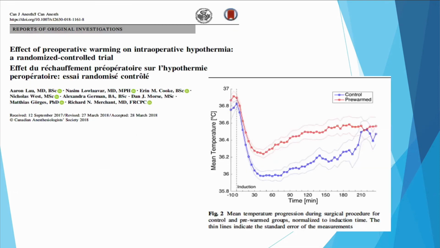So this is the whole concept of pre-warming patients. Patients that aren't pre-warmed, the temperature drops more and it takes longer for them to get back to normal. But if you pre-warm the periphery, they don't drop as far and they remain normothermic for most of the case.